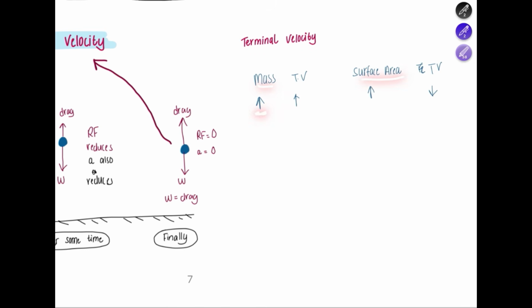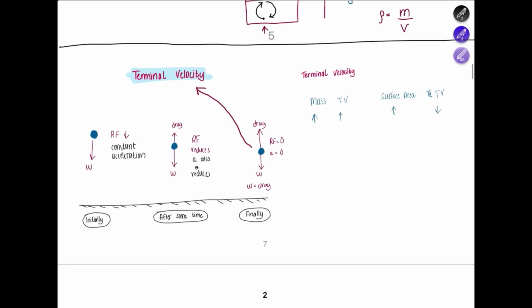If the mass is greater, terminal velocity will be greater. Surface area, however, reduces terminal velocity. For example, if you have a big beach ball compared to a small tennis ball. Alright, now we will solve some past papers covering these concepts.